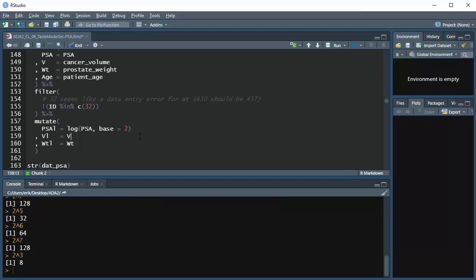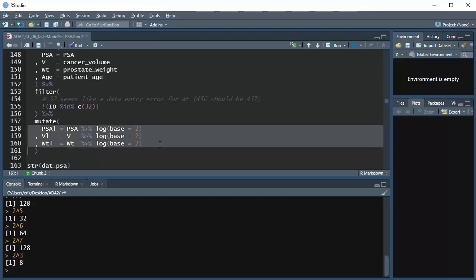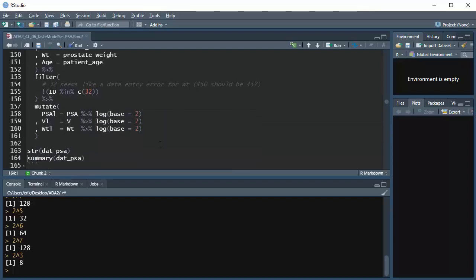There's a couple ways to code this. This is the standard R syntax. You put the variable name in the log function. If you want to be all tidyverse about it, you do log base equals 2, like that. And the reason I like this tidyverse syntax is it's easy to copy and paste it across a bunch of variables. But both syntaxes work just fine. I like how nicely it aligns. Okay, so there we've got the log versions of the variables.